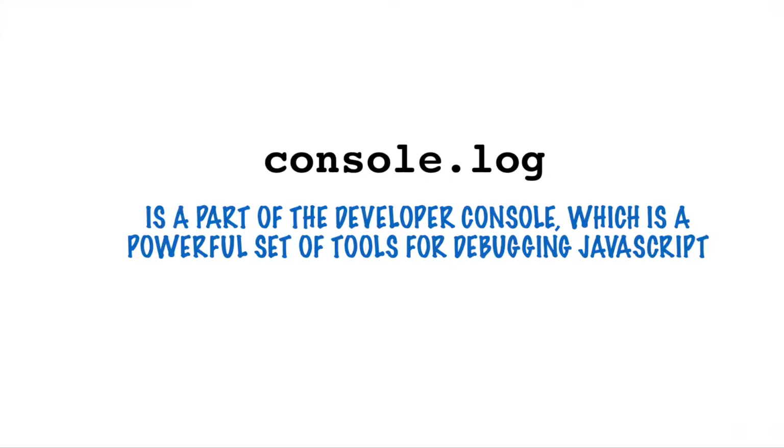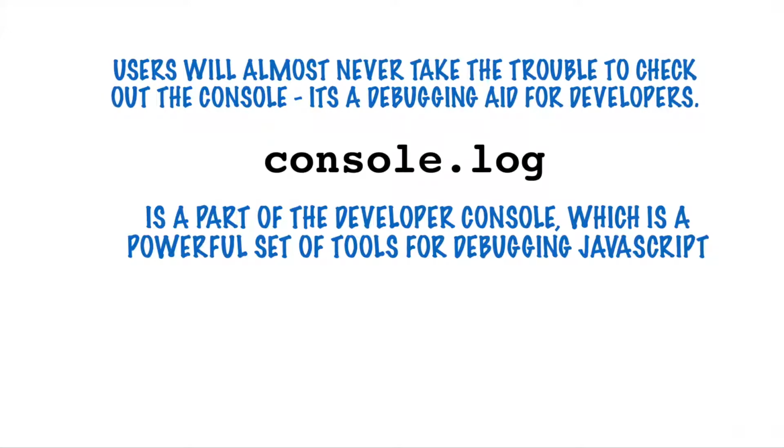Console.log. This function is available in any browser and is usually part of the developer tools for that browser. In Chrome, it's called the Developer Console, or often called Chrome Developer Tools. In Firefox, if you install Firebug, that's a free developer tool for developing on Firefox, you'll find that console.log statements are output there as well. Users will almost never take the trouble to check out the console. They don't know it exists. It's for you as a developer. It's a safe place for you as a developer to put in statements and where you want to debug what's happening in real time.